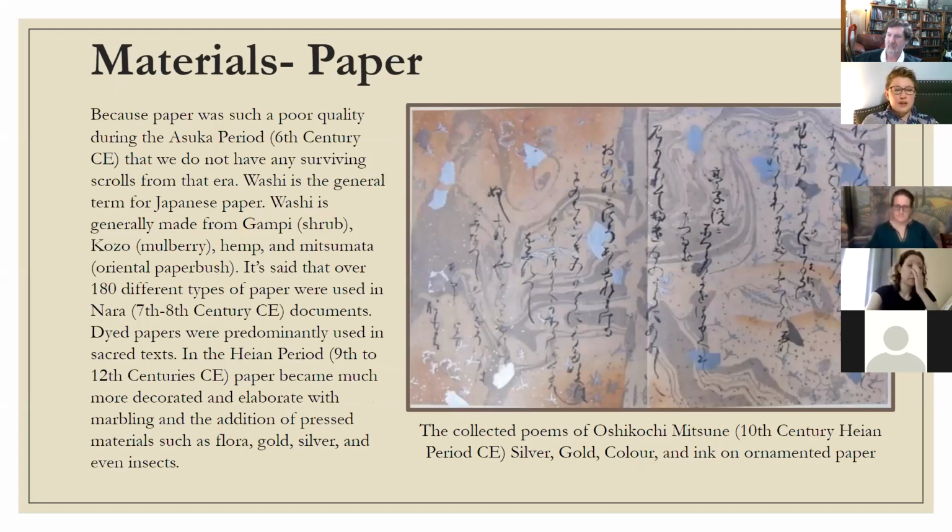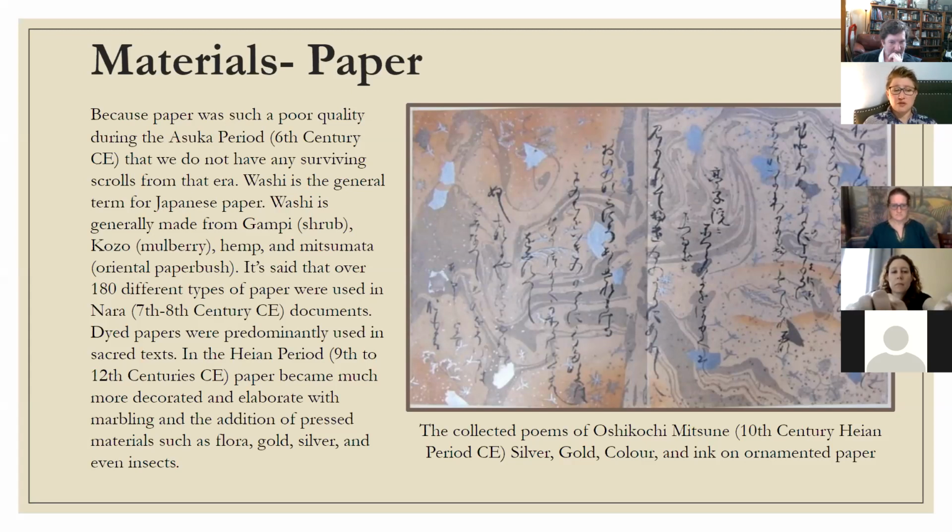So paper, because paper was such poor quality during this period, the 6th century, we don't have any surviving scrolls from that era. Like I said before, washi is the general term for Japanese paper. Washi is generally made from gampi, which is a shrub, kozo, which is mulberry trees, hemp, and mitsumata, which is an oriental paper bush. So that's what makes it so unique. Most paper seems to be made out of linen or out of other types of trees. So it's really unique that it's made from that type of bush.